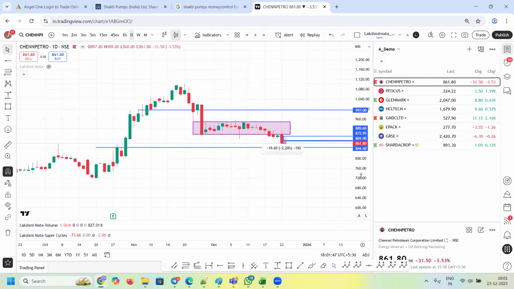So 90% of the times, once it gets out of the box, it will only go down, you're saying, ma'am? Correct. And also you will come to know, see, this is clear. Here only it hinted that it will go down.